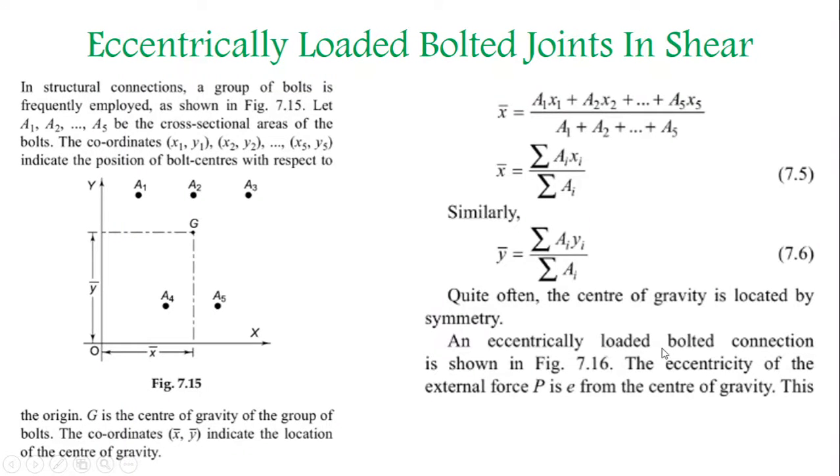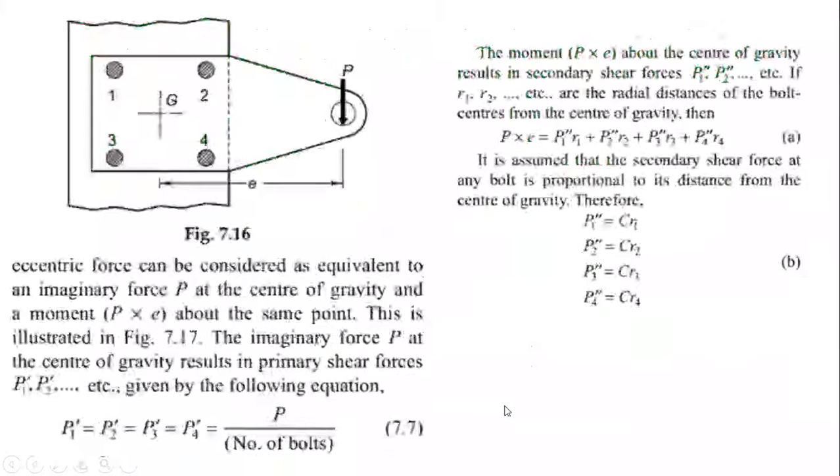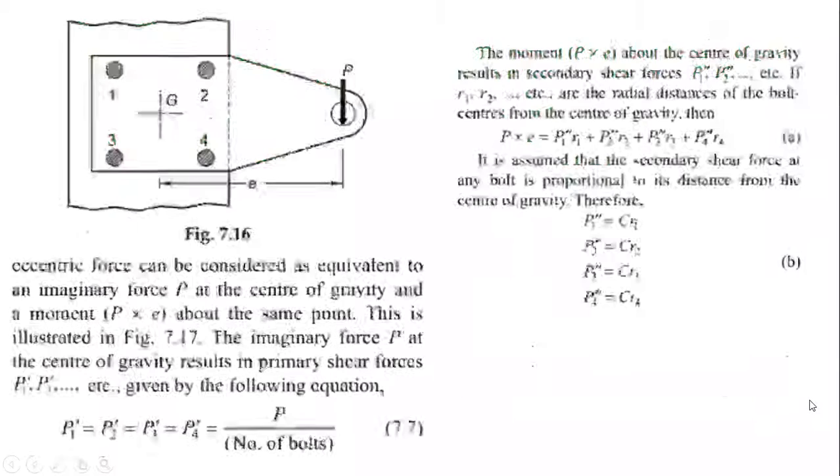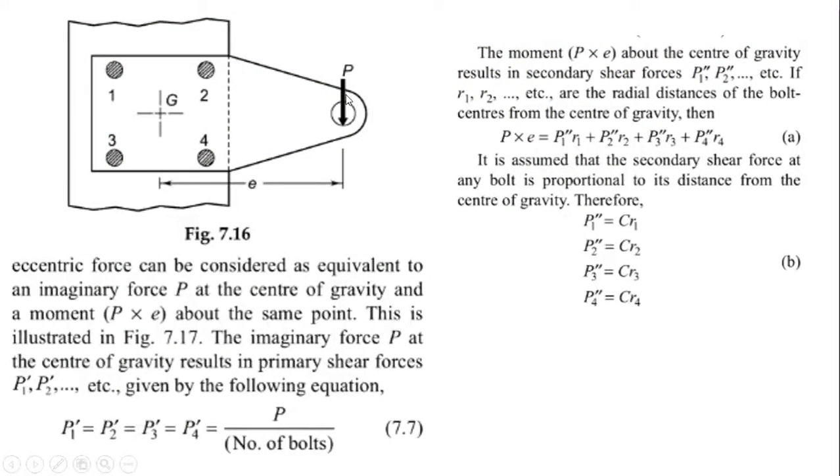The eccentrically loaded bolt connection is shown in figure 7.16. This is the eccentrically loaded bolt arrangement. The eccentricity of the external force P is measured from the center of gravity. The eccentric load is acting on this structure.